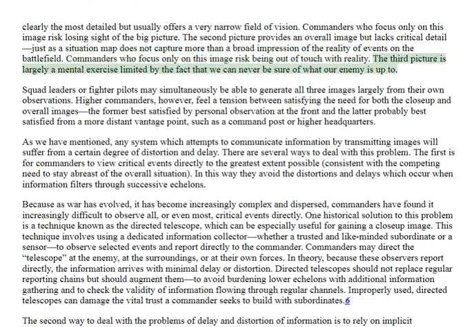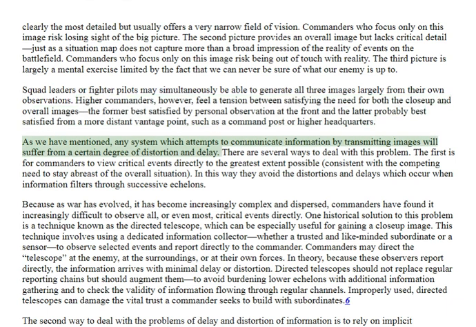The third picture is largely a mental exercise limited by the fact that we can never be sure of what our enemy is up to. Squad leaders or fighter pilots may simultaneously be able to generate all three images largely from their own observations. Higher commanders, however, feel the tension between satisfying the need for both the close-up and overall images. The former is best satisfied by personal observation at the front, and the latter probably best satisfied from a more distant vantage point, such as a command post or higher headquarters.